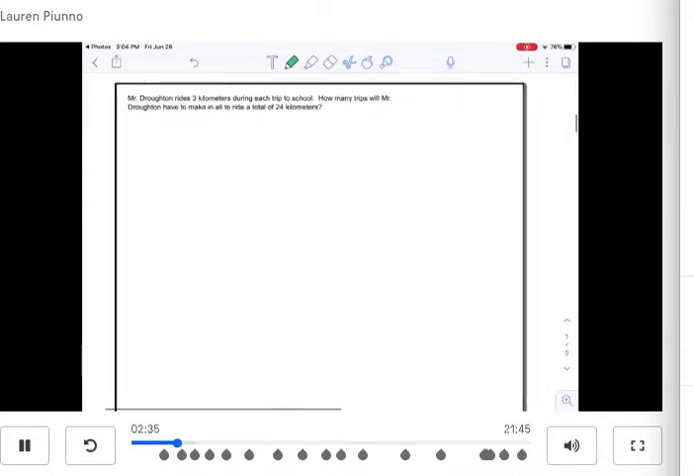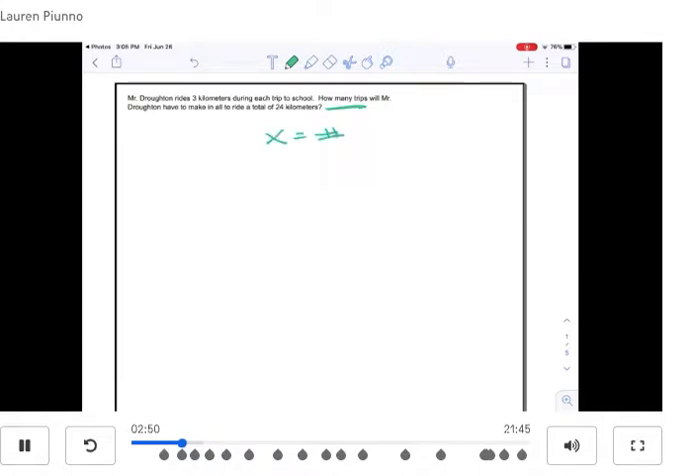All right, Mr. Dratton rides 3 kilometers during each trip to school. How many trips will Mr. Dratton have to make if he rides a total of 24 kilometers? So again, it's how many trips. So that's what you're solving for. You're solving for the number of trips.